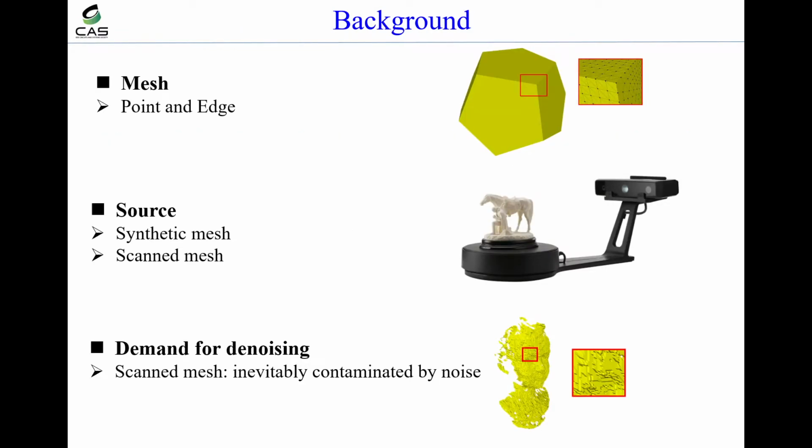Firstly, I will introduce the background of mesh denoising. A mesh is composed of 3D points and edges that indicate the connection between points. Meshes can be classified by source: synthetic and scanned. Due to the limitation of scanning devices, meshes are inevitably contaminated by noise. Hence, mesh denoising becomes a necessary step in geometry processing.